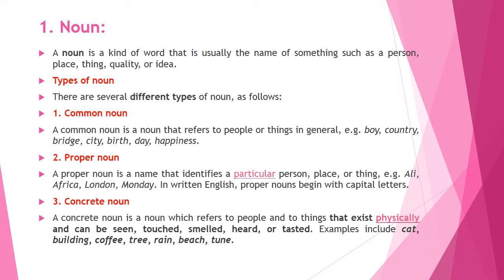For example, boy, country, bridge, city, birth, day, happiness. So from these examples, we can say that all these names are common things. Second type of noun is called proper noun. A proper noun is a name that identifies a particular person, place, or thing.